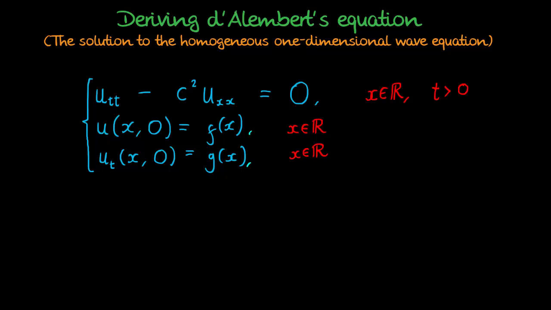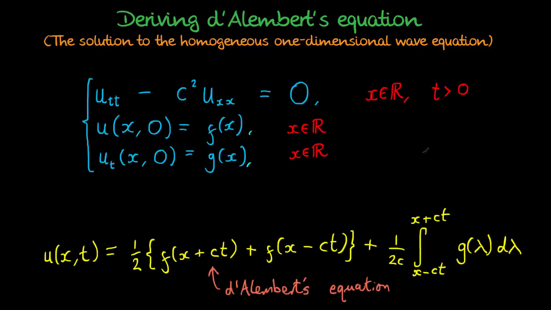And D'Alembert's equation that we've seen lots of times in the lectures looks like this. So hopefully this is quite a familiar equation by now. So u of x and t is a half times f of x plus ct plus f of x minus ct, f being this function here from the initial condition, plus 1 over 2c times the integral from x minus ct to x plus ct of this function g of lambda d lambda.